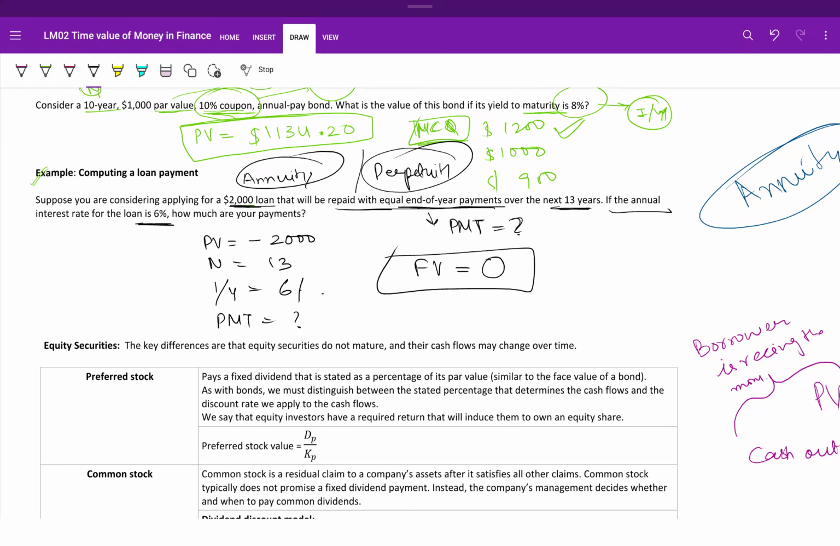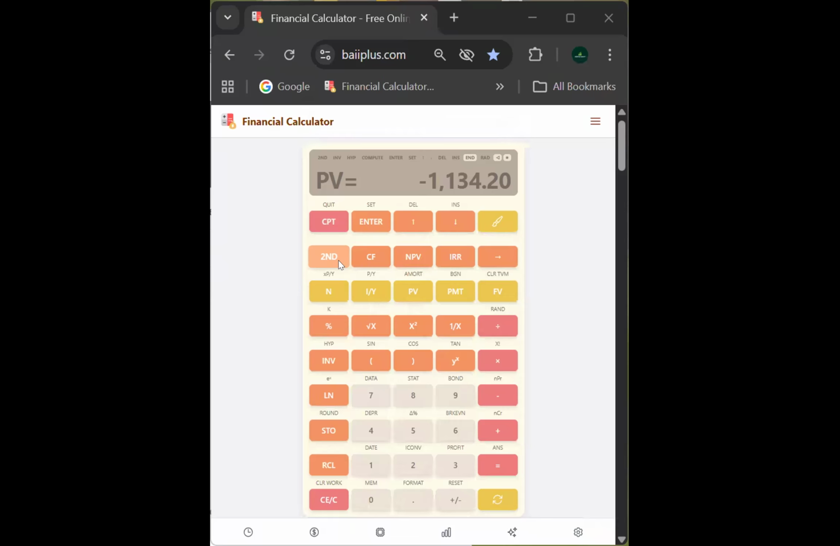So let me share my calculator with you now. We will plug these numbers into the calculator. N is equal to 13 years, so this is a 13-year investment. I/Y is going to be 6. This is $2,000, the present value. We have to calculate the PMT. Future value is 0. Now we compute the PMT. So PMT is going to be 225.92.